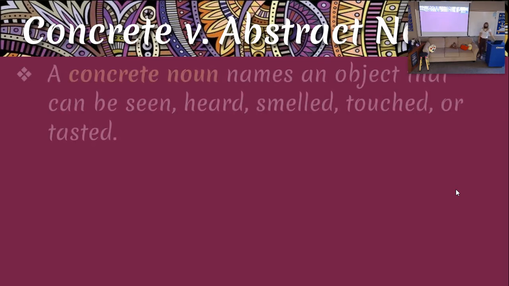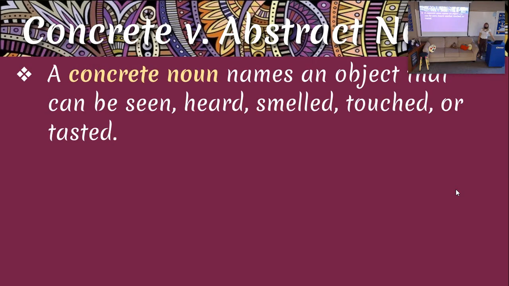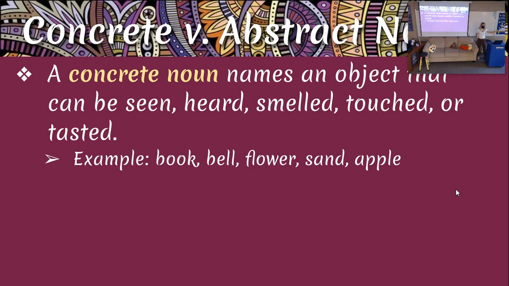Strong lungs. Okay, the next classification is concrete versus abstract. A concrete noun is going to name an object that can be seen, heard, smelled, touched, or tasted. Anything that you can sense with one of your five senses is considered a concrete noun. Here are some examples. A book, right? You can touch it. You can smell it. Have you ever smelled a really old book? That's a good smell. Okay?